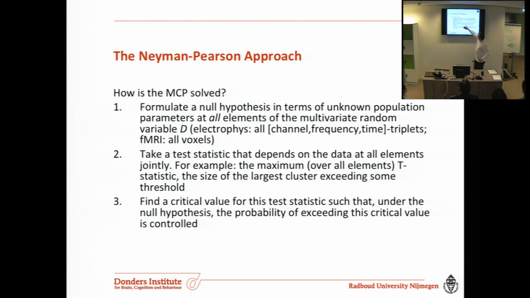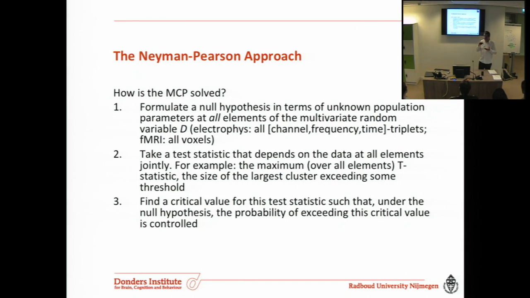Next step, you now take a test statistic that depends on the data at all the elements jointly. And again, here the fMRI people were first. The first thing that they did is they took the maximum over all the voxels of the voxel-specific t-statistics. So by taking the maximum of the t-statistics, you basically combine all the evidence across the volume that you have recorded. And later, they came up with so-called cluster-type statistics, where they first started by thresholding the voxel-specific t-statistics.